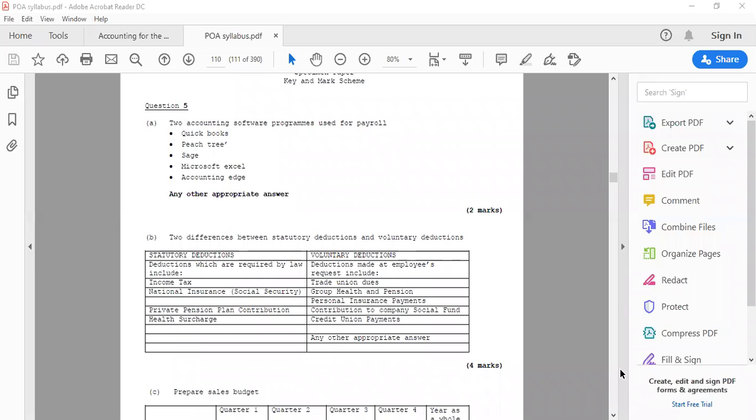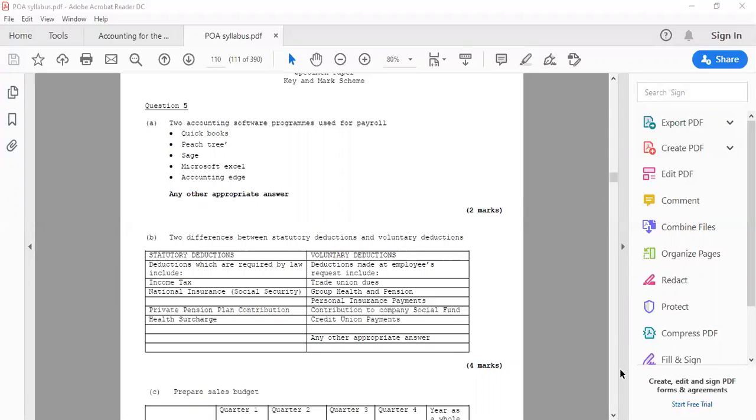So the first question, they ask you for 2 accounting software programs used for payroll. So any 2 answers from here you could have used. So we have QuickBooks, and I spoke to you all about QuickBooks already. That's the program that I offer at CTS. Peachtree is another program. Sage, well, Sage 50 is what is now being used. It is actually Peachtree, renamed Sage 50.